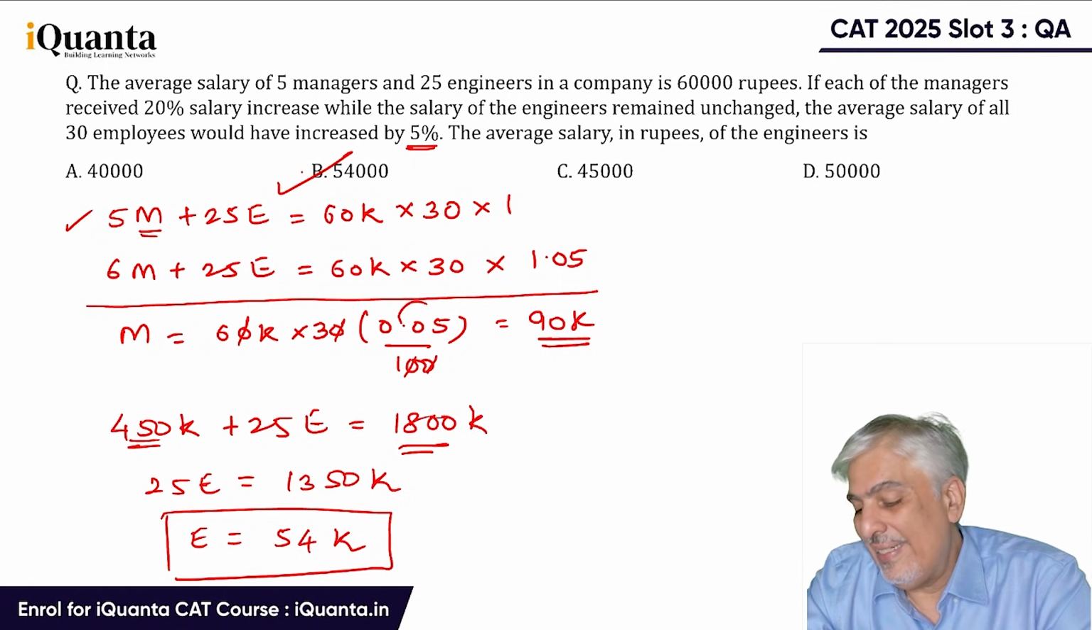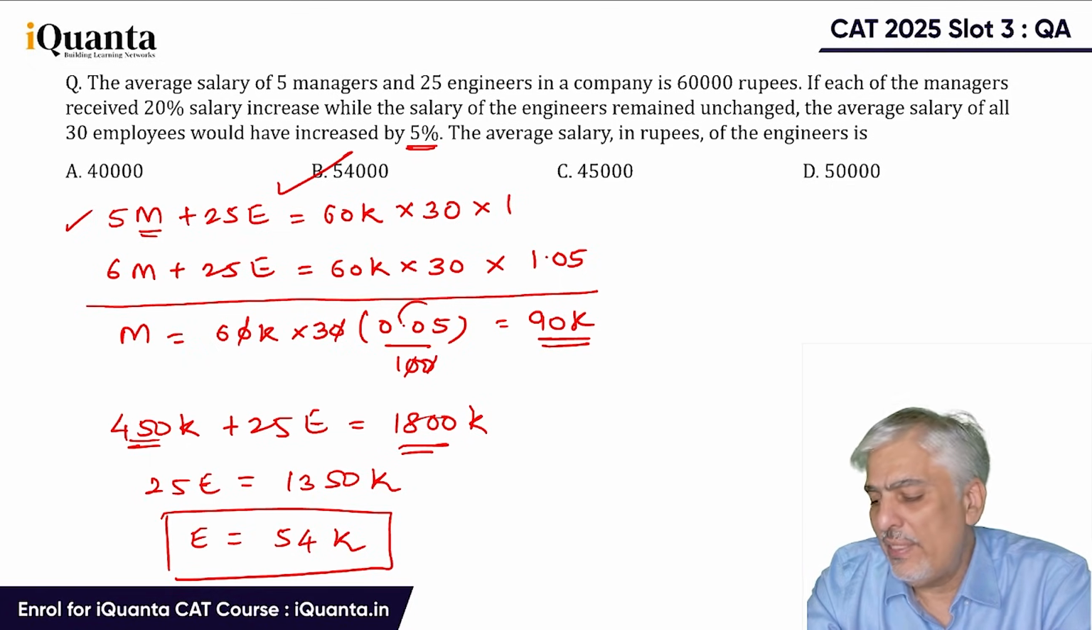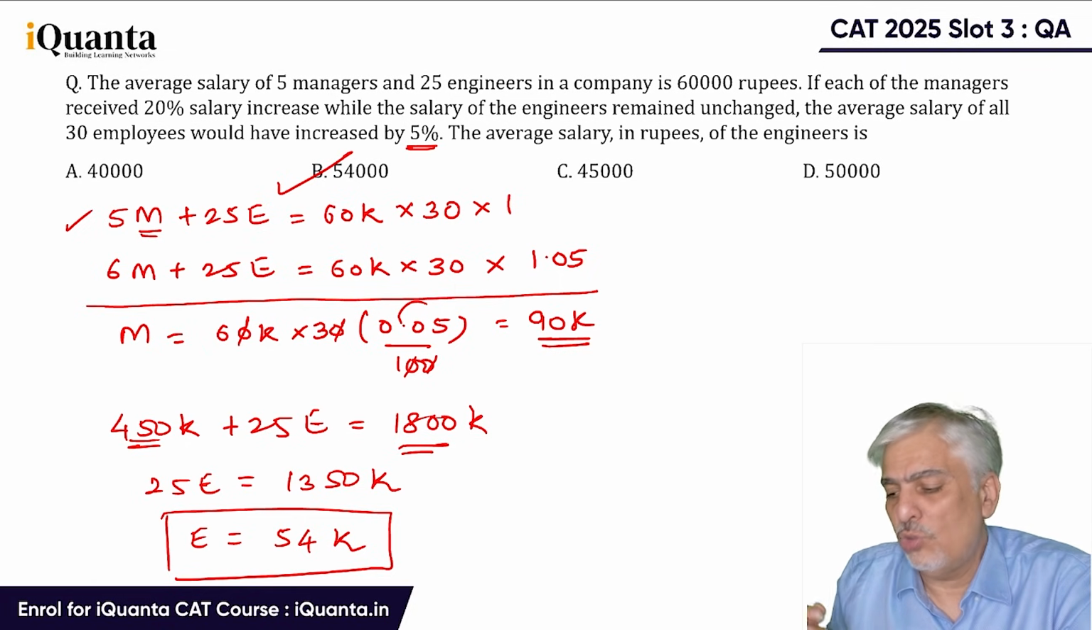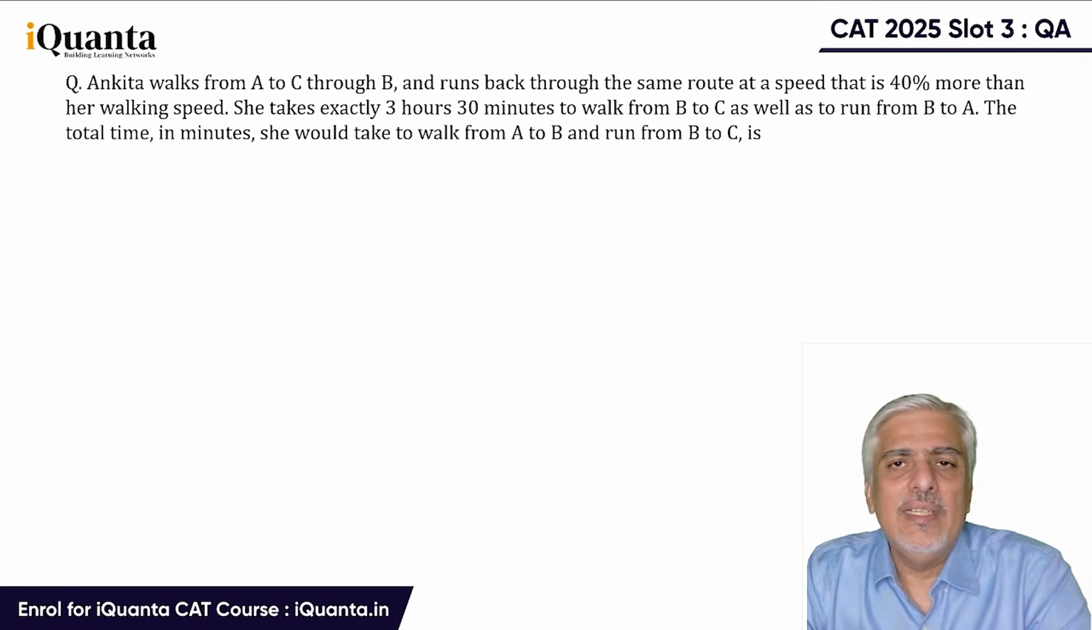Answer is option B. Standard linear equation, nothing fancy to be done. I didn't try to do any fancy method. I thought the calculation was pretty straightforward. Yes, again, if you had not put that 1000, so many zeros, maybe some calculation error somewhere you could have made. Let's have a look at the next question.